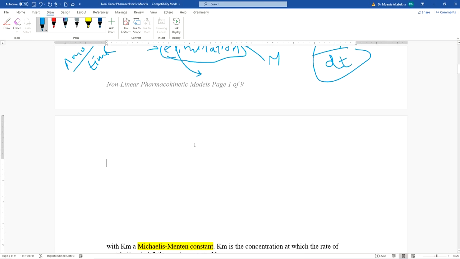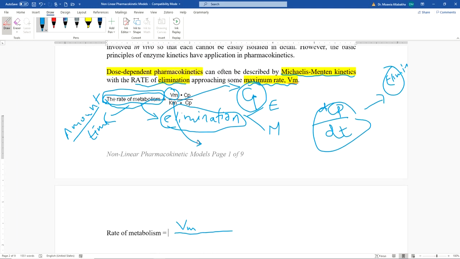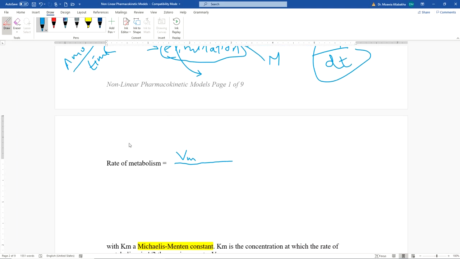Okay, in this case I can write the equation as the rate of metabolism. The rate of metabolism will be equal to what? Vm times Cp, and now instead of Cp I want to write Km. Why? Because I said that my Cp is equal to Km, meaning the concentration of the drug in our plasma is equal to the constant Km.